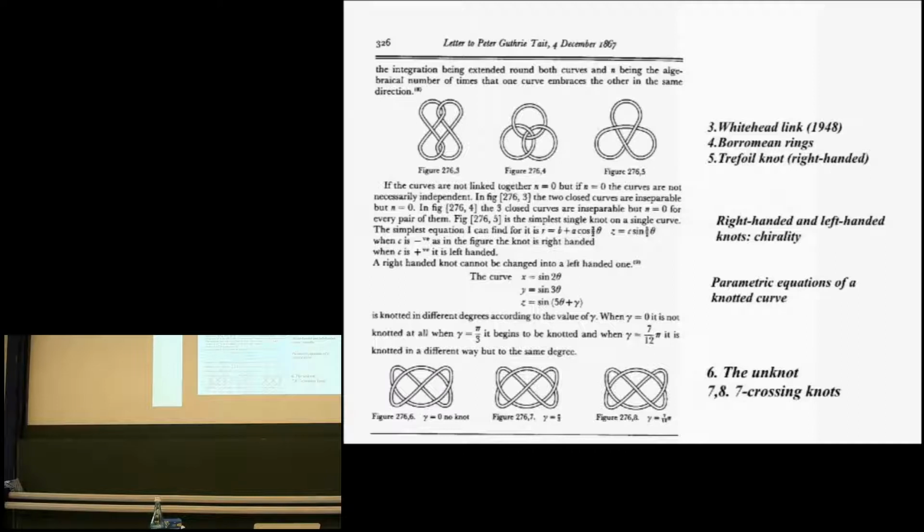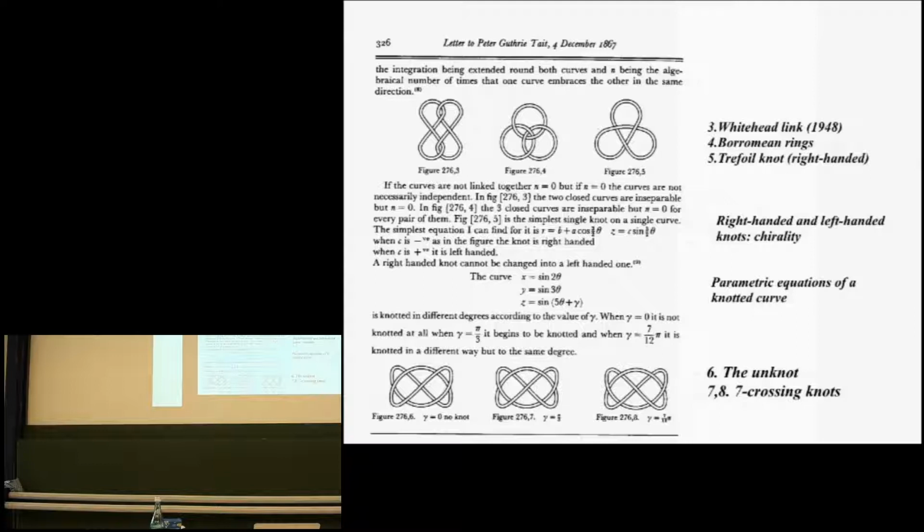So there in this single letter to Tait, he's got these diagrams, the Whitehead link, the Borromean rings, and the trefoil knot, a right-handed trefoil knot, as it happens. Here are the parametric equations. He distinguishes right-handed and left-handed knots and the business of chirality that we heard about this morning. He gives the parametric equations, and of course this can be generalized, and I think Renzo will give you this in the tutorial this afternoon.